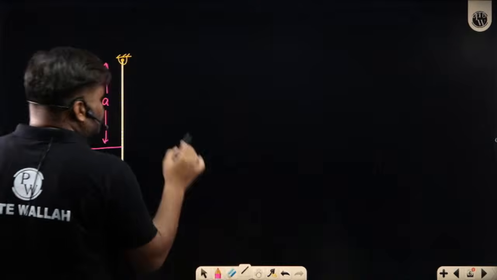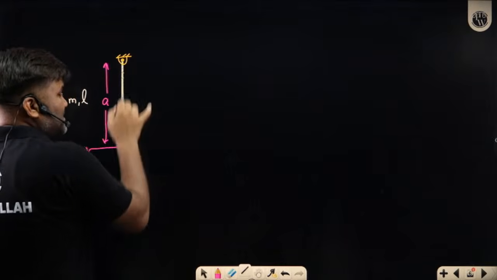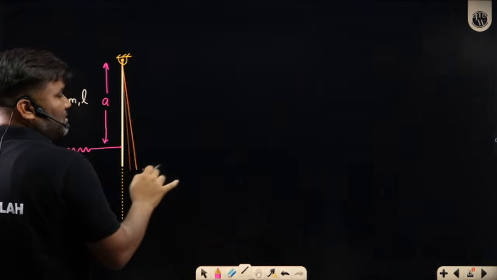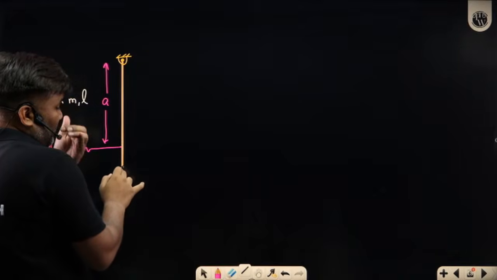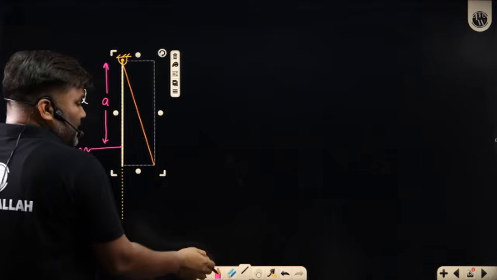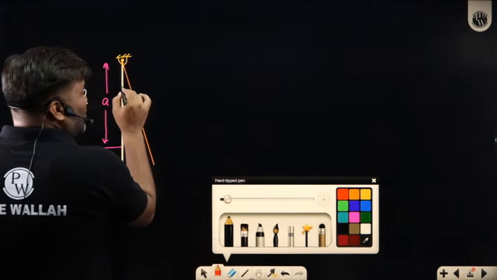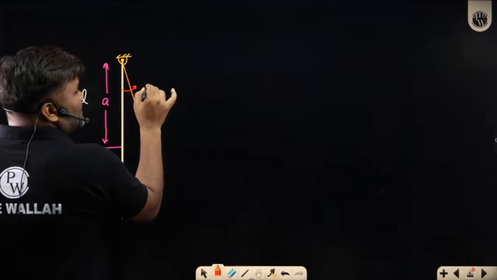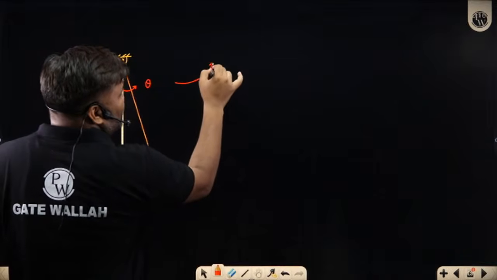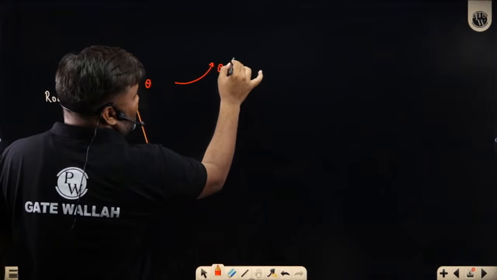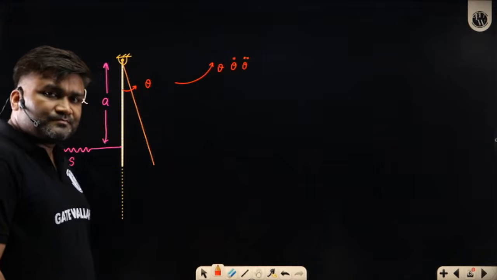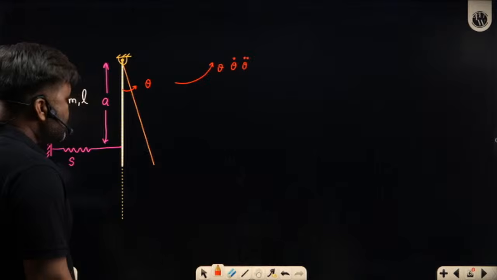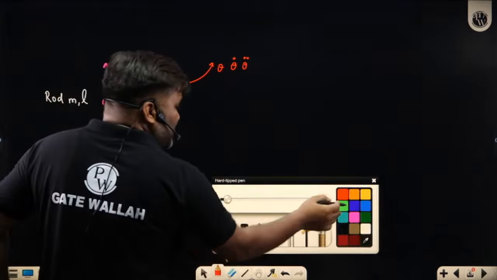how does it look? About this end, this rod was doing this kind of motion, and at any general time it has traveled some theta angle from the mean position, and further it is moving with theta dot velocity and theta double dot acceleration. We write it like this. Write down what are the torques which are acting here, sir.